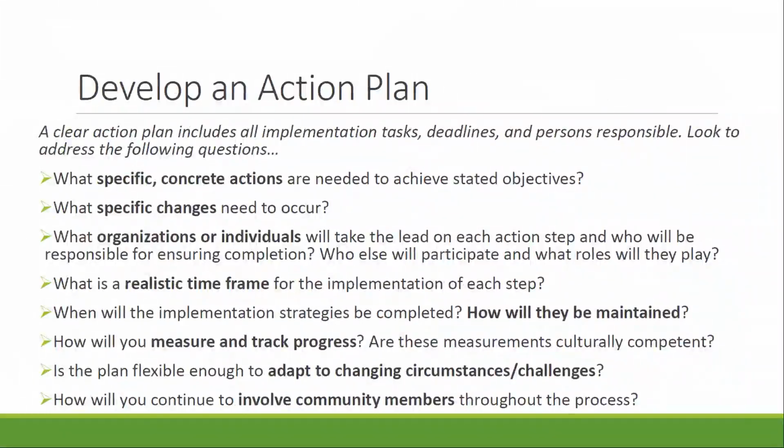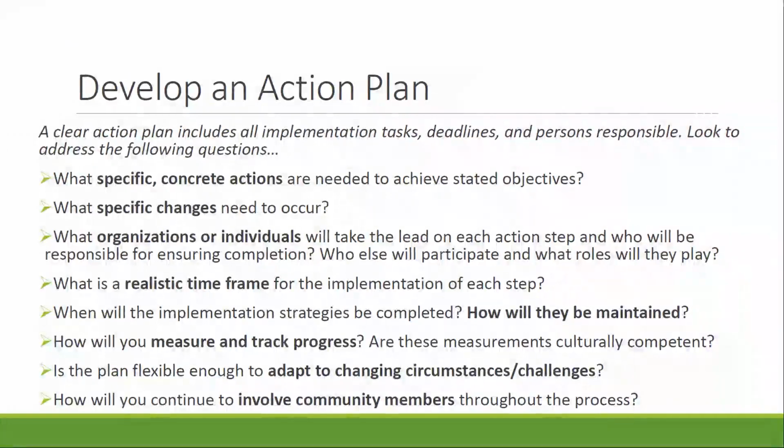A clear action plan includes all implementation tasks, deadlines, and people responsible. Look to address the following questions with your action plan. What specific, concrete actions are needed to achieve stated objectives? What specific changes need to occur? What organizations or individuals will take the lead on each action step, and who will be responsible for ensuring completion? Who else will participate, and what roles will they play?